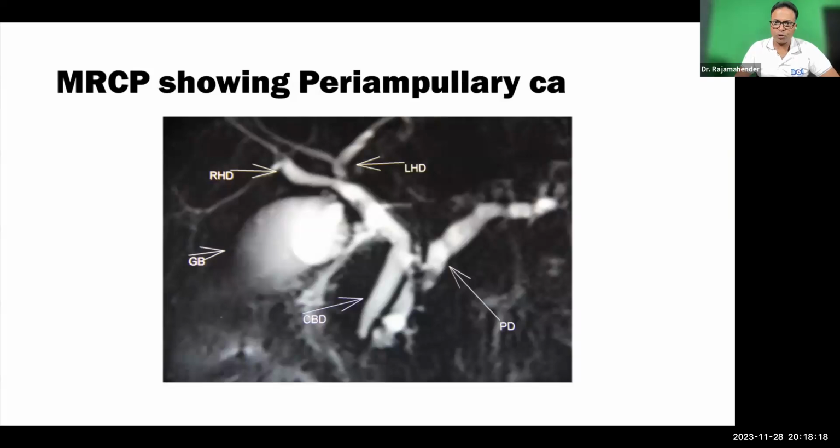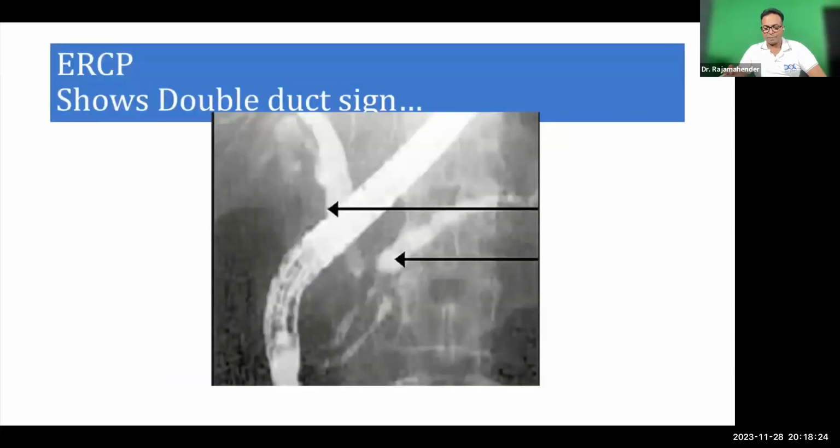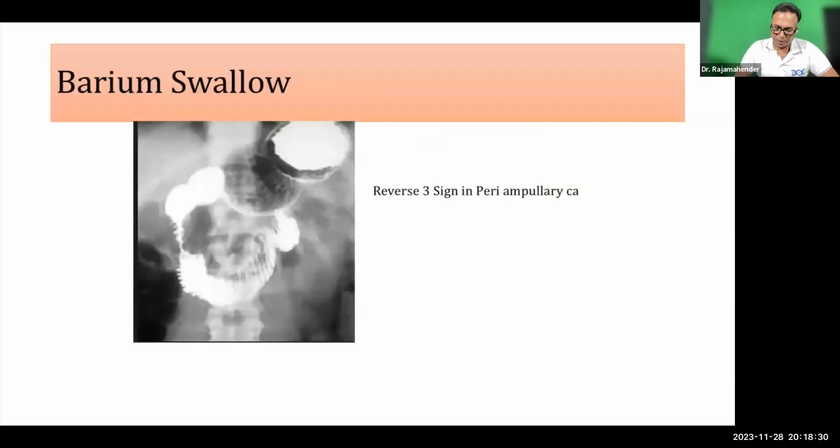You can see the MRCP showing double duct sign, a dilated bile duct and dilated pancreatic duct. ERCP also shows the double duct sign. This picture shows the reverse 3 sign, but these are not important. These are obsolete signs; only in PG entrance exams you can get this MCQ. Because of the periampullary cancer, the duodenum looks like a reverse 3, also known as epsilon sign.